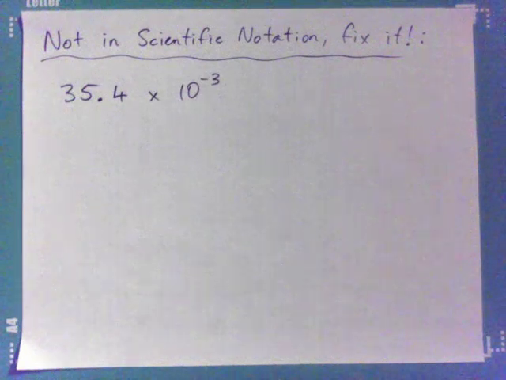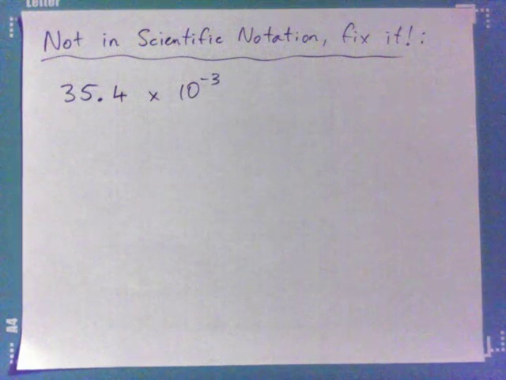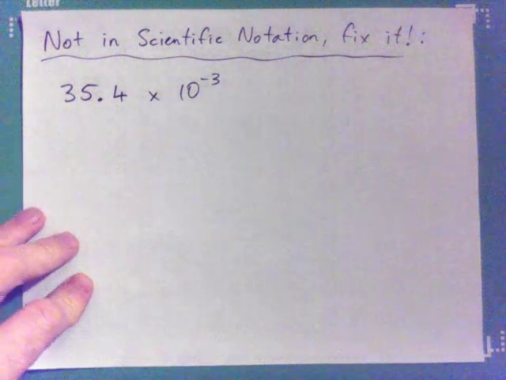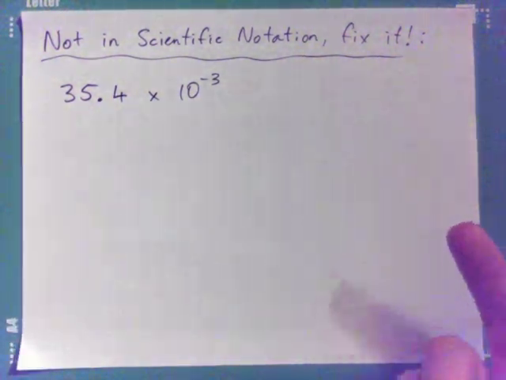Alright everybody, so we're going to look at numbers that are not in scientific notation and then fix them. So we've got 35.4 times 10 to the power of negative 3. So anyone watching from home, just press pause on the video and try to do this yourself, and then I'll do it with you, okay?